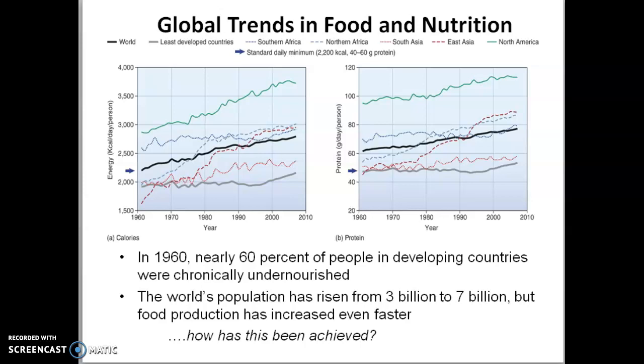In the next screencast, I'm going to talk about something called the Green Revolution, and that's how we've managed to increase food production so that it's outpaced population growth. So that will be in Screencast 4.2, so that will be on Moodle underneath the link for this screencast.